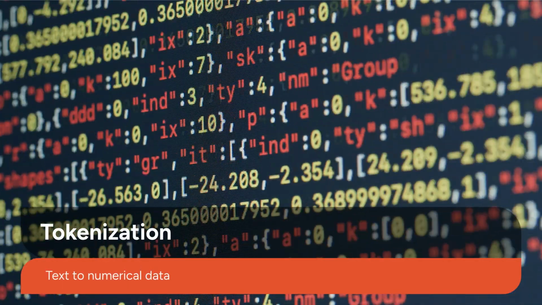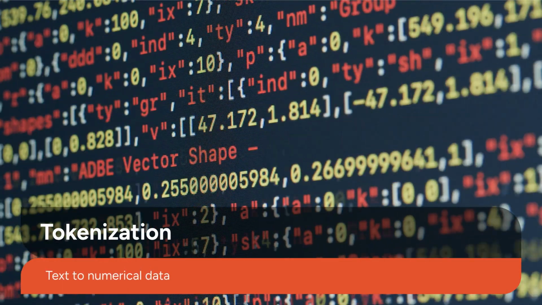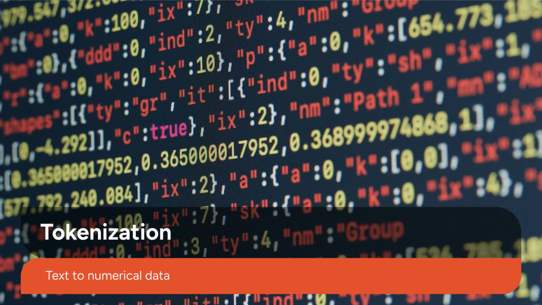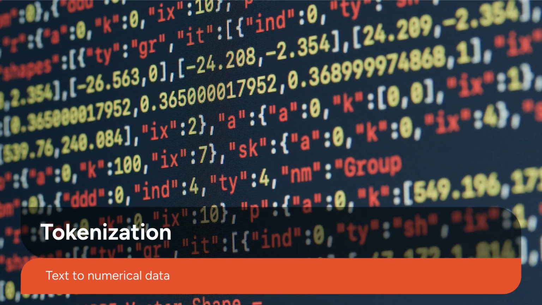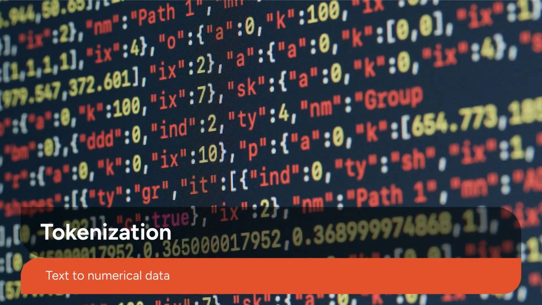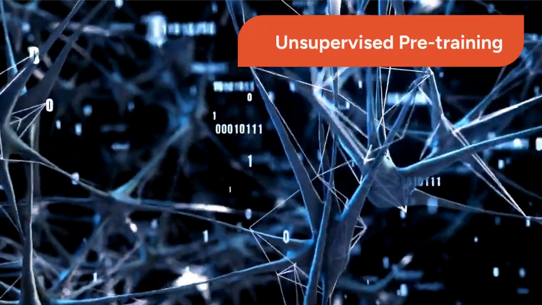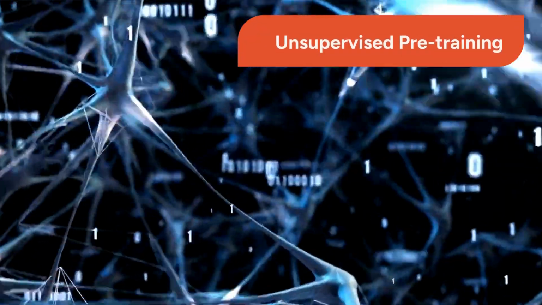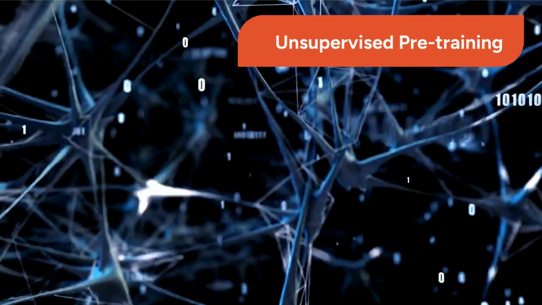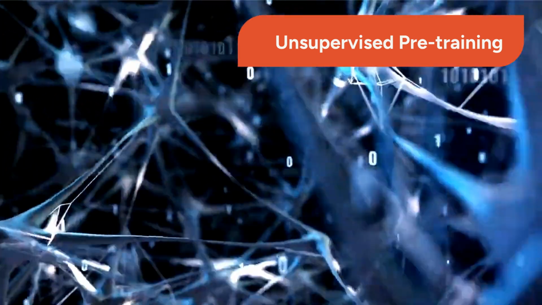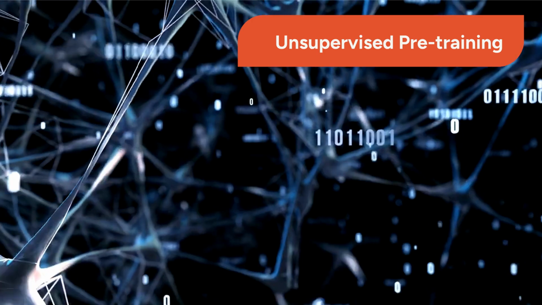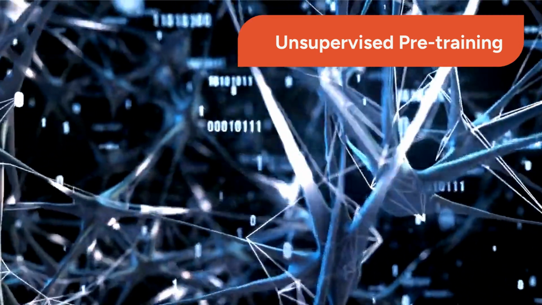Before training, text must be converted into a language the computer understands: numerical data. This process, called tokenization, breaks text into smaller units like words or subwords, or tokens. The core of pre-training is an unsupervised learning task: predicting the next token in a sequence. By doing this repeatedly across vast datasets, the model develops a deep statistical understanding of language.